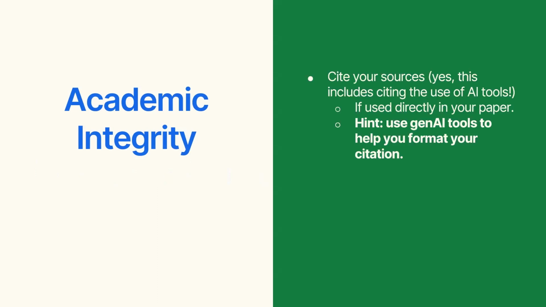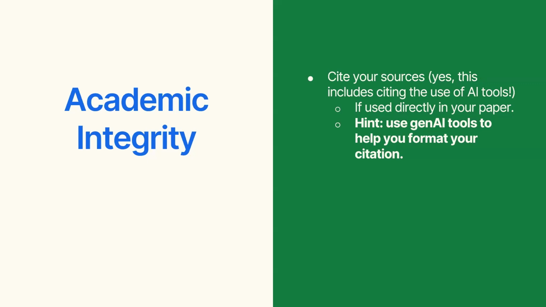Okay, so I really want to hammer this point home because you need to cite your sources. Yes, this does include the use of AI tools, especially if used directly in your paper. I highly discourage that. You should not be doing that. Anyways, use AI tools. Also, you can use these to help format your citations. You need to double check, make sure it's in the right format though. But it can get you a little bit of the way there.